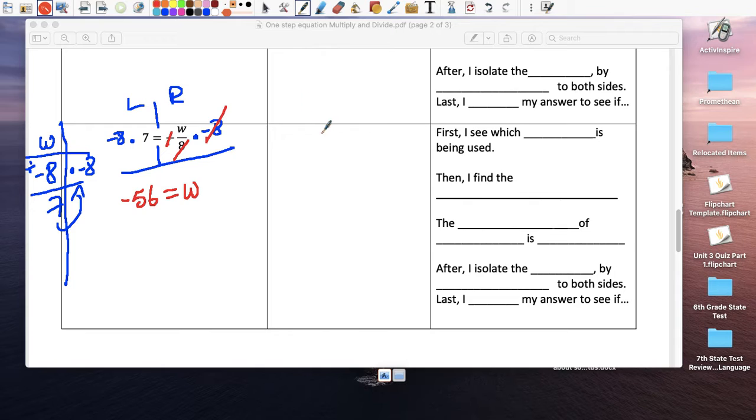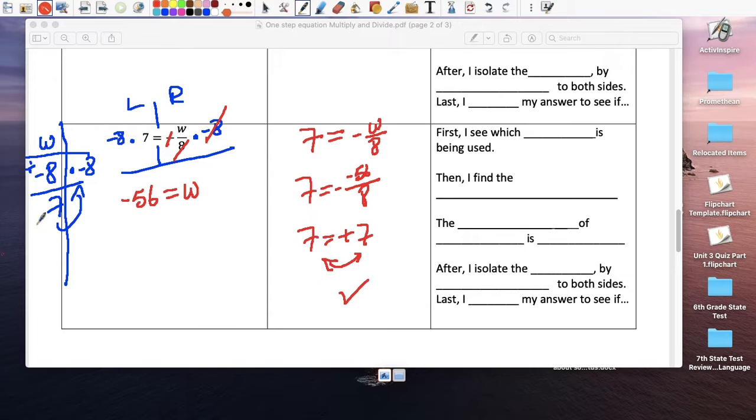All right, so now let's go back to the original equation. 7 equals -w/8. Actually, it's not written like that. It's actually written like this. So we're going to substitute, and instead of w, right here's the minus, I'm going to put -56/8. So anytime you have two minus together, negative and then negative, it becomes positive, right? So negative and negative is positive, and 56 divided by 8 is 7. Look, they're equal to each other, so it's a check.